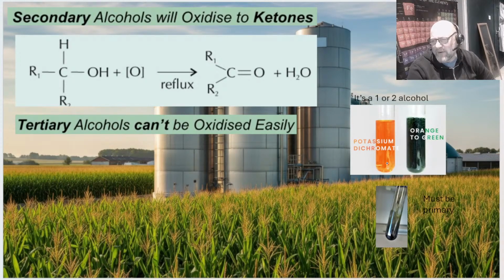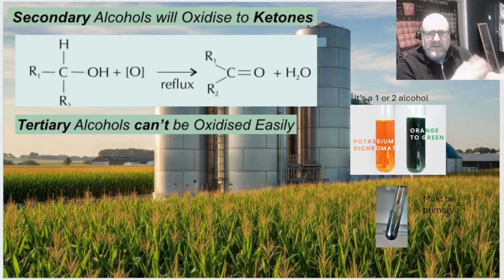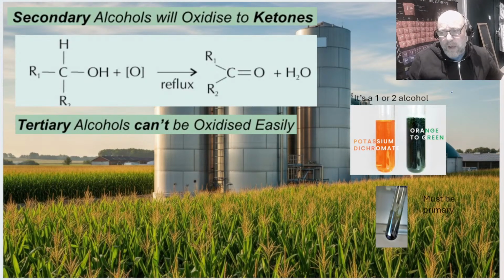These are kind of really not in this topic. This is kind of more, but if you wanted to test, if you were saying, well, do I have a primary, secondary, or tertiary? You could get a 6 marker. How do you know if this is a primary, secondary, or tertiary alcohol? Well, first off, try and oxidize it with potassium dichromate.